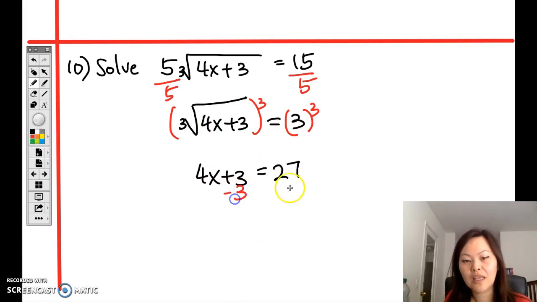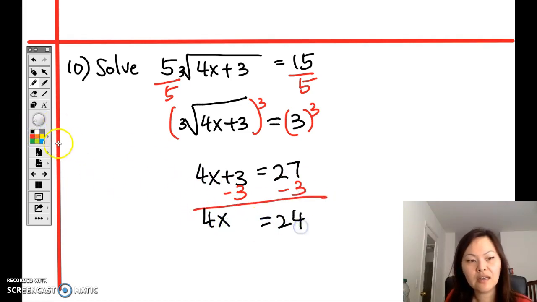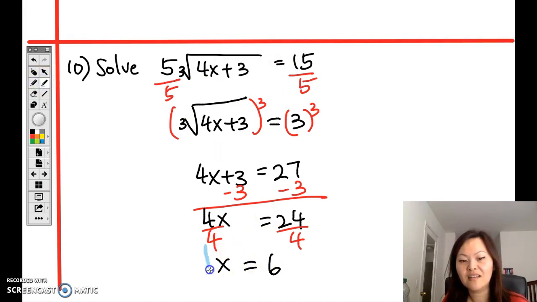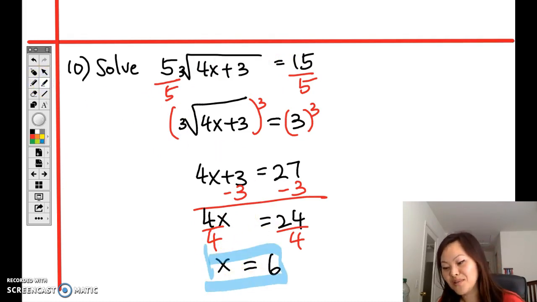From here, it's 8th grade stuff, right? So 4x equals 24. Now we're going to divide both sides by 4. And so x equals 6. And of course, you have to plug it in and check. All right? And I obviously don't have to do that part, but you have to. Okay, so make sure you do that.